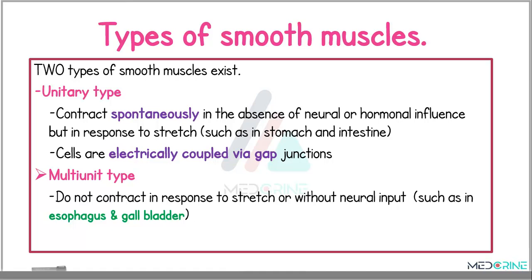Within these smooth muscles, we have the unitary type and the multi-unit type. The unitary type contracts spontaneously in the absence of neuronal or hormonal influence, but also in response to a stretch or mechanical stimuli, for example stomach fullness and the intestine. The cells of the unitary type of smooth muscle are electrically coupled via gap junctions. On the other hand, we have the multi-unit type, which does not contract in response to stretch or without neural input, for example the esophagus and the gallbladder.